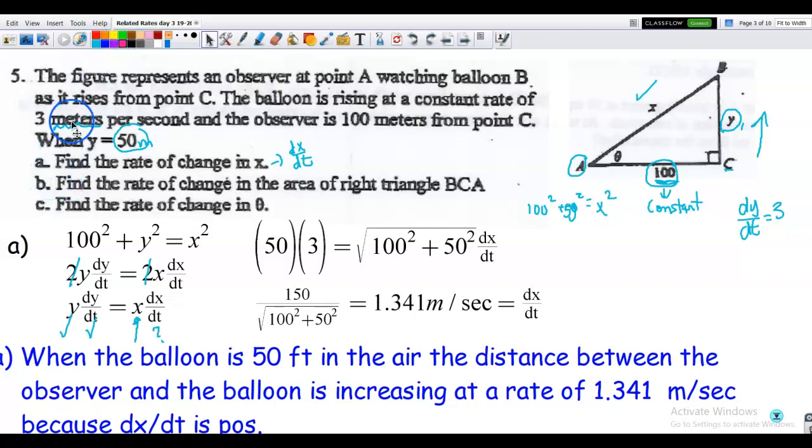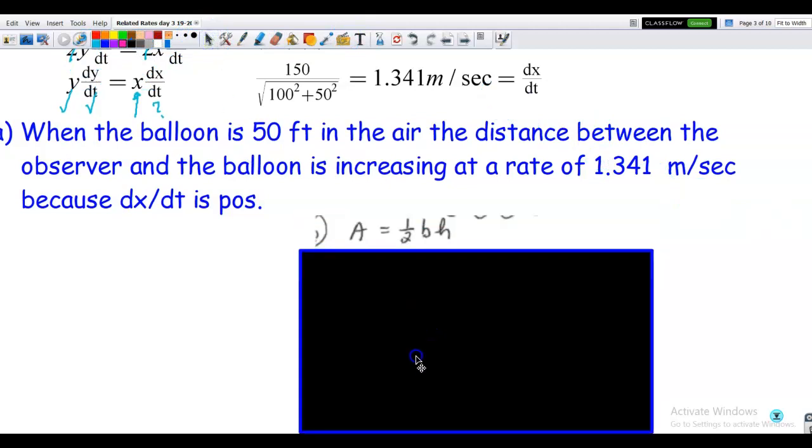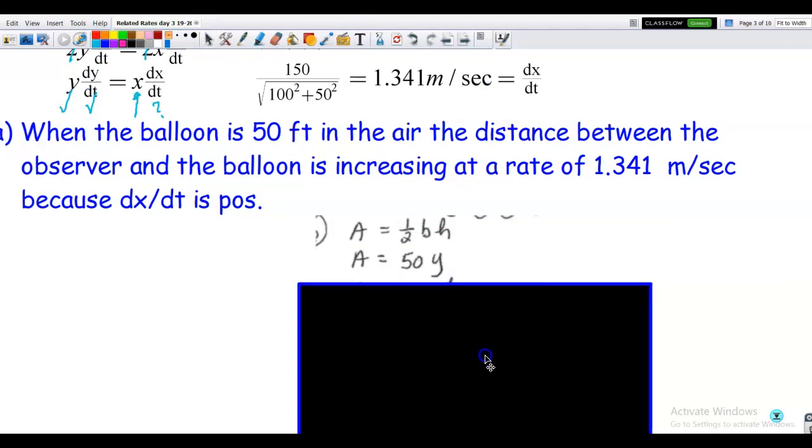For letter B, we are now finding the rate of change of area. So the rate of change of area is dA/dt of the right triangle. I'm going to need an area formula, which is 1/2 base times height. But in this case, the base is 100. I already took a half of it. The base is 100 and the height is y. So my formula is going to be very easy in this problem. The area formula is going to be 50y.